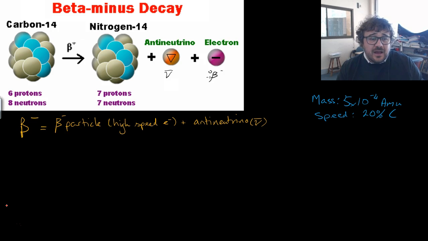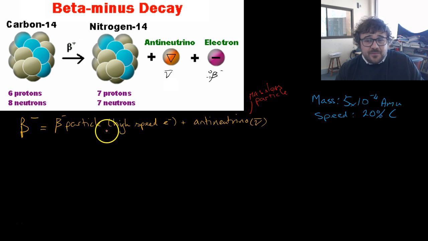So let's have a detailed look at a beta negative particle. Basically, a beta negative particle is a high-speed electron, and it's emitted with an antineutrino. And this is a massless particle, which means it moves at the speed of light.